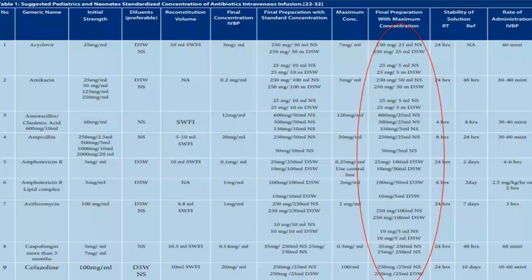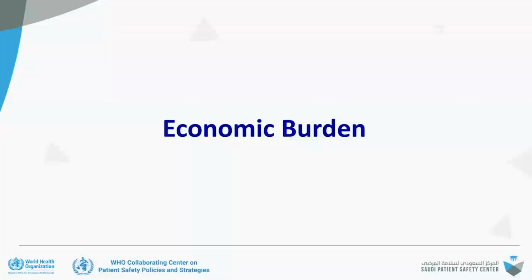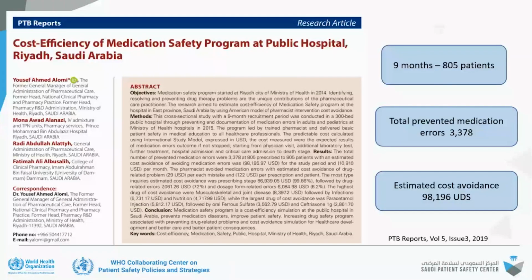Even if you have IV admixture, or even if you don't have it upstairs, when the nurse is preparing medication, she needs something very easy to utilize and user-friendly. If you give her a guideline for this, she will prepare it very easily, and you can make life very easy for her to prepare and give it to the patient. And also, a learning system, as the outcome of medication errors is an economic burden. You can calculate how much cost efficiency or how much cost avoidance you get if you implement medication error prevention.